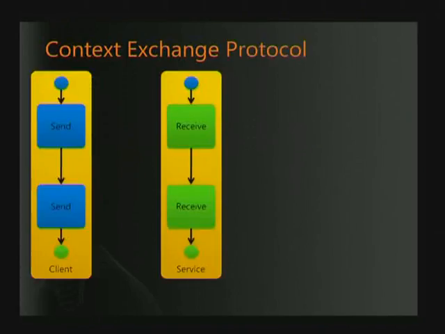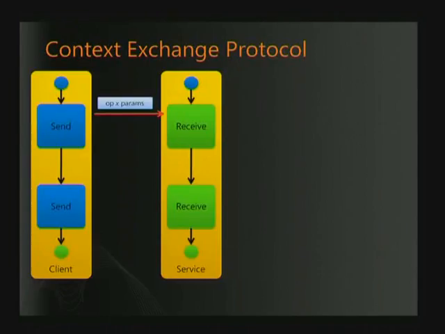The way to think about this, we're going to start with a client and a service, and we're going to assume that both of them are workflows. They don't have to be workflows, and we're going to show how we can have plain, normal code call a service and still pass context. But let's imagine that they're both workflows.